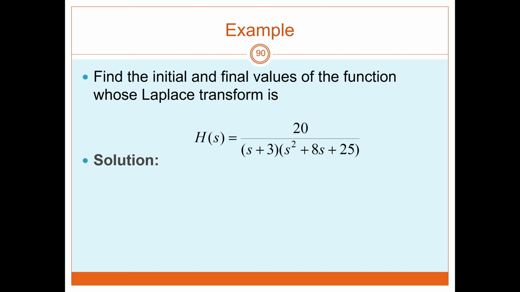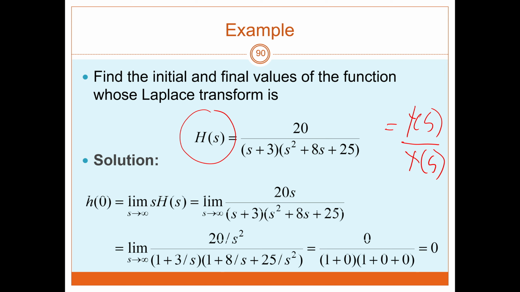So another example, if you want to find the initial and final values of the function. The Laplace transform is H(s). H(s) is a transfer function, meaning Y(s) divided by X(s), sorry, equivalent to 20 divided by (s plus 3)(s squared plus 8s plus 25). How are we going to find the initial and final value? The initial value means the early value at t equal to 0. So we will use this formula.